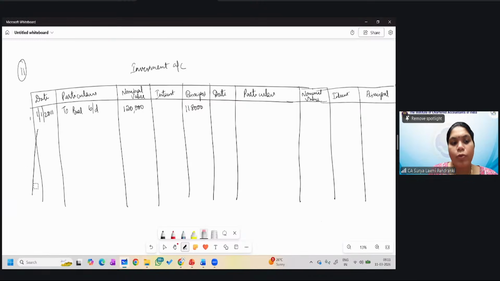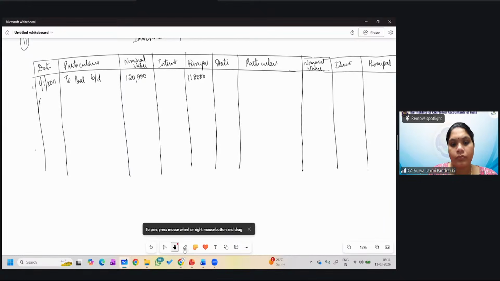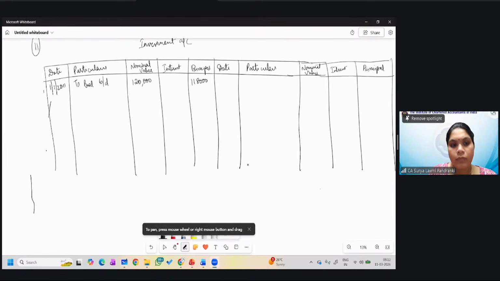How 2,700? Most of you told 2,700, but can someone explain how 2,700? Yes, Aditi, tell me. Ma'am, because we have an opening balance of 1,20,000, so we have a 9% holding of the central bonds, which is on the 1st of January.